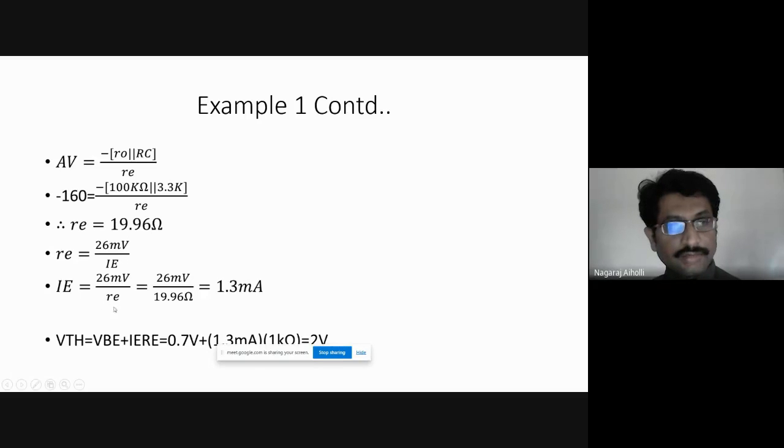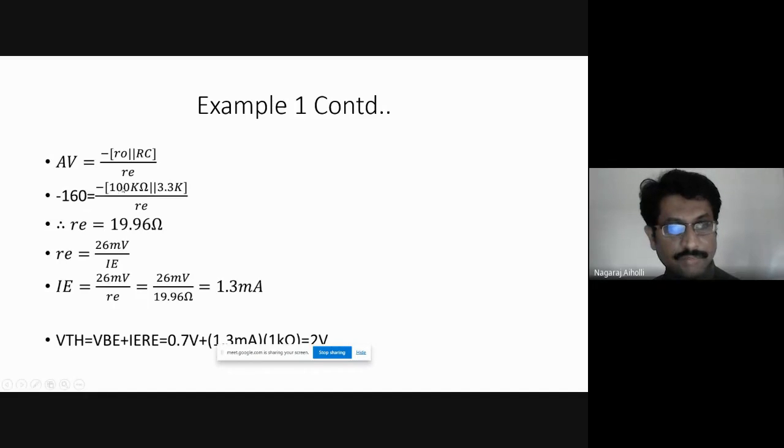Now if we want to find IE, we have to know re first. How can we find re? We have the relation for the voltage gain. AV is given by minus R0 parallel RC divided by re. This is the gain equation for the voltage divider bias circuit, which we have discussed in the previous class. Here they have given AV as minus 160.